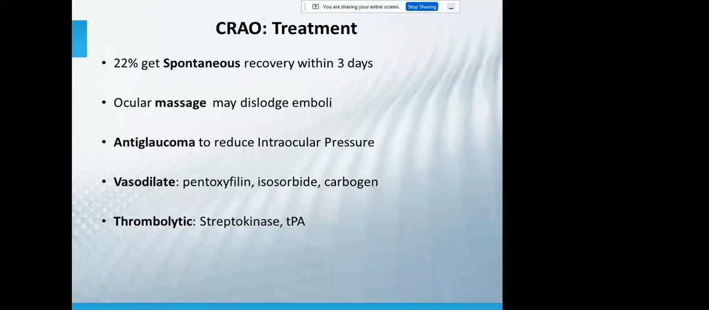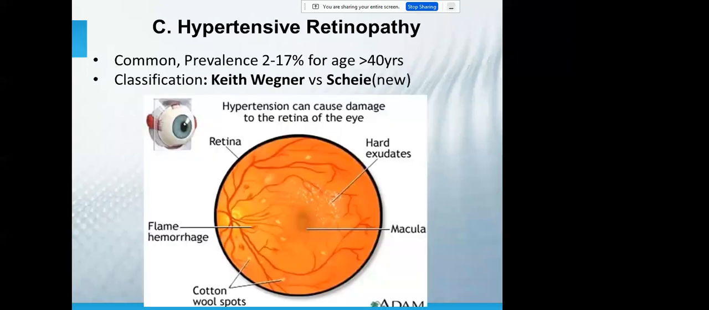Treatment of this condition: most people, luckily, get spontaneous recovery. We have tried ocular massage, which sometimes might help. Anti-glaucoma drops to reduce pressure might help. Vasodilators and thrombolytics have also been found to be useful because of the mechanism.